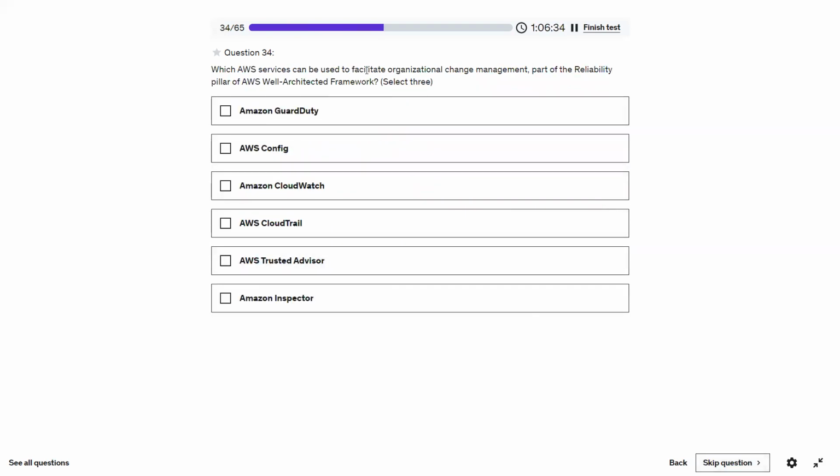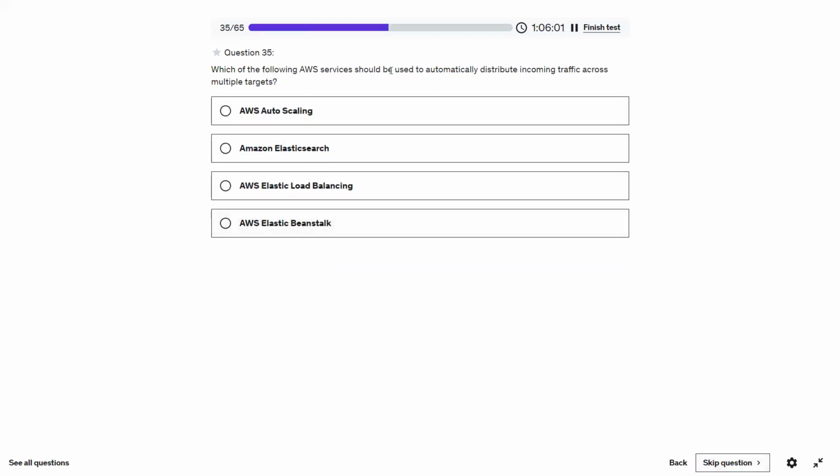Which AWS service can be used to facilitate organization change management, part of the reliability of the AWS Well-Architected Framework? So maybe one question you can expect. They said they have to do some organizational change management. All right, so which service can they use? Change management, Config, CloudTrail, and CloudWatch. So, facilitate organization change management.